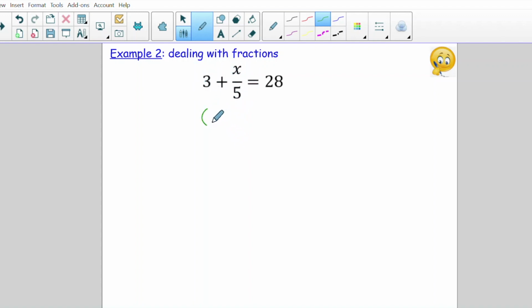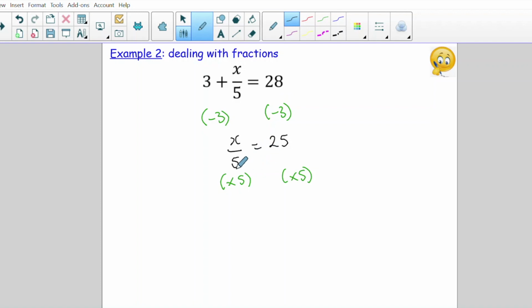So again, deal with the 3 that's been added first by subtracting 3 from both sides. That gets rid of my plus 3, so I'm left with x over 5 equals 28 minus 3 is 25. So remember, when we've got a fraction, that's a divide, so this is x divided by 5.